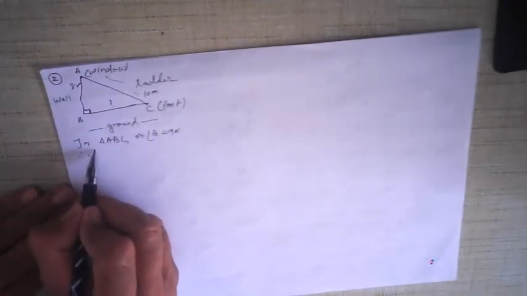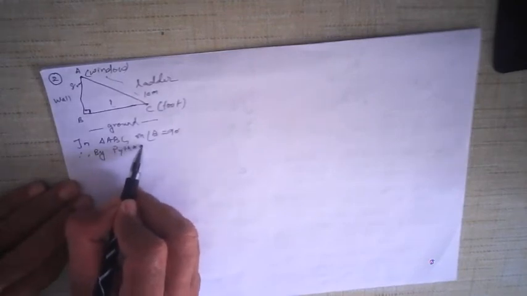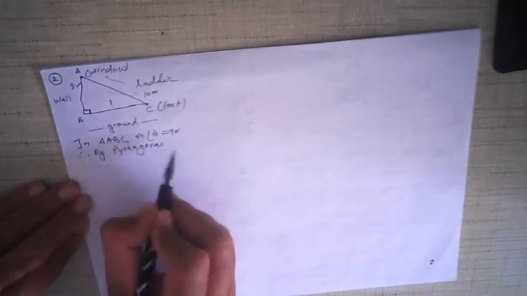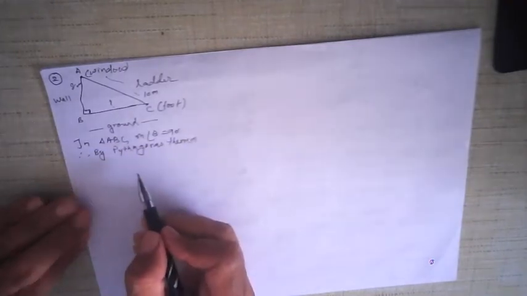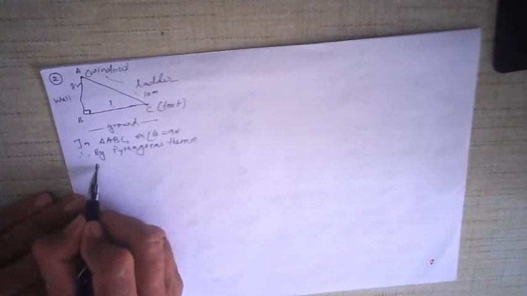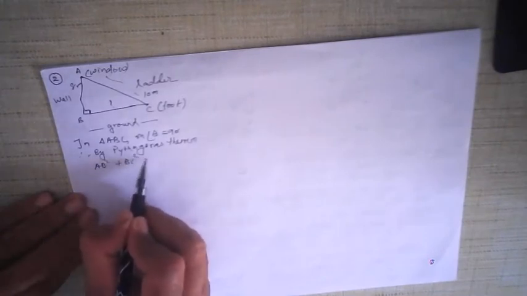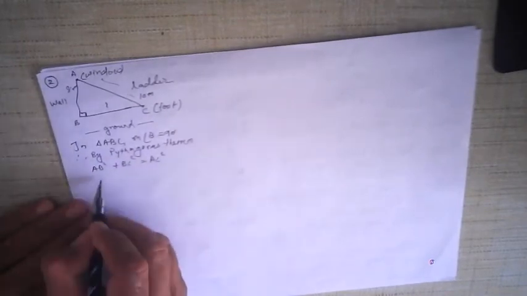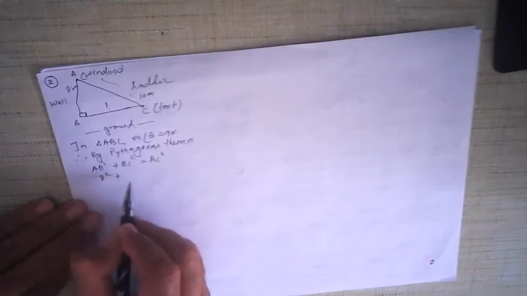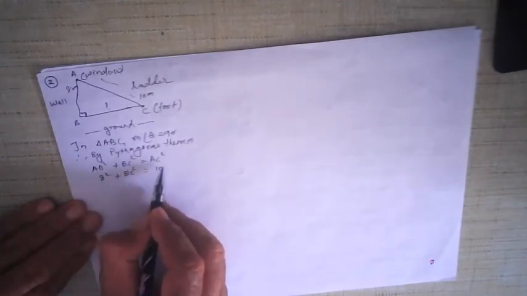Therefore, you can apply Pythagoras theorem. By Pythagoras theorem, what do we get? We get AB square plus BC square is equal to AC square. Now AB square is 8 square, BC square we want to find, and AC square is 10 square.